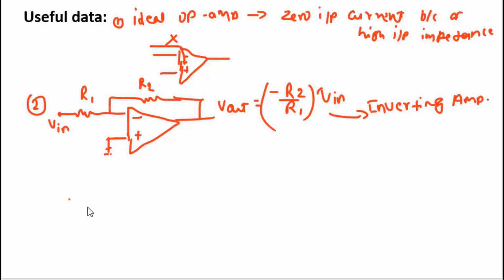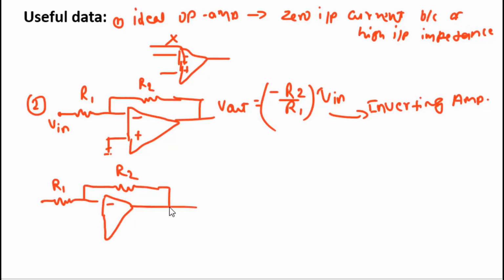Similarly, if you are given a non-inverting amplifier, which can be drawn like this, this is your resistance R1 and this is your feedback resistor R2, and this is ground, and at the non-inverting terminal you have the input Vin. Then the output Vout will be given by 1 plus R2 over R1 times Vin.